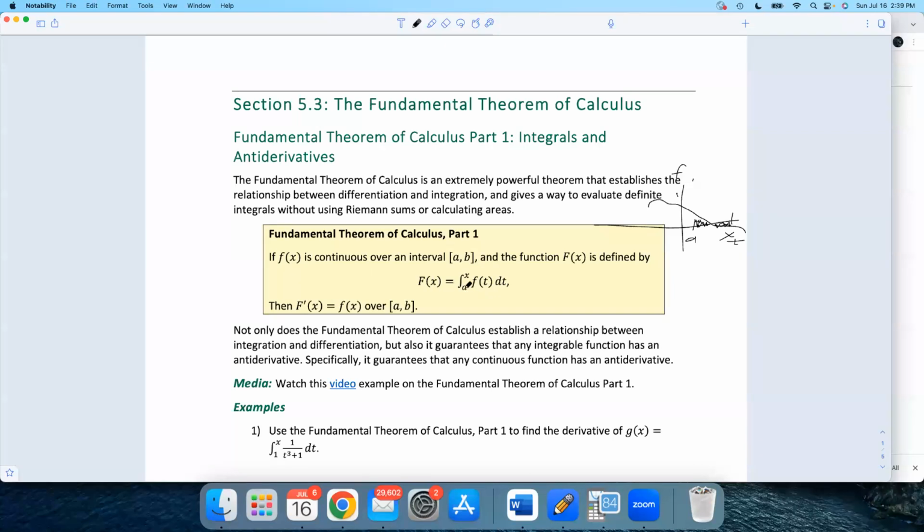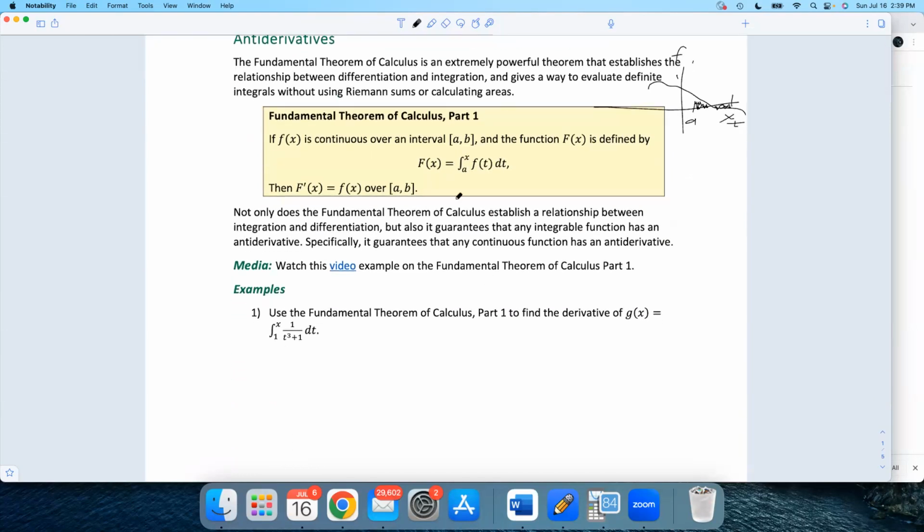But this is important here. Our limits on our integral will be from a up to x. Notice I'm using a different variable inside here. We call that the variable of integration, or it's just a dummy variable. t here plays no role. When we're taking the derivative of this, what we do is take the integrand and just replace the t with an x.